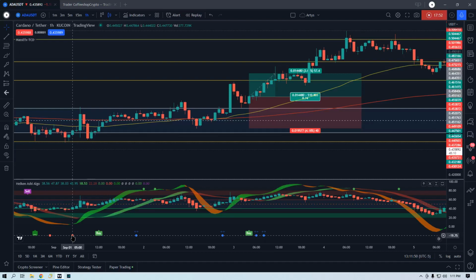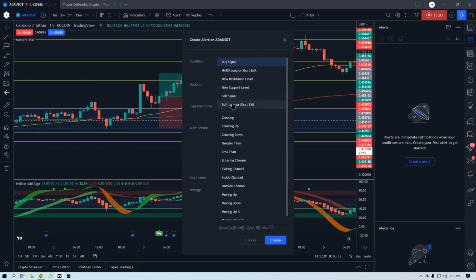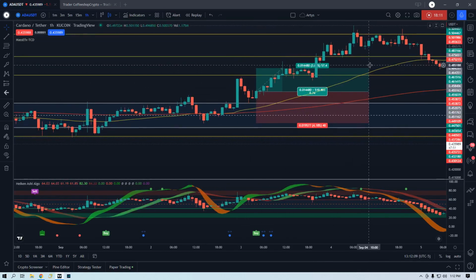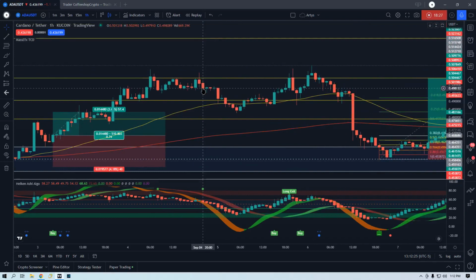You can set an alert to a soft exit. Okay, Heiken Ashi Algo, soft long or short exit. This means that price was in a rally and it is going to pause or stop. Okay, it's one or the other. And in this case, you can see that it paused here, but you did not get an exit signal. So it paused here, for example, right? It paused right at this level. Let me just put a price marker. How about here? It paused here at this level.